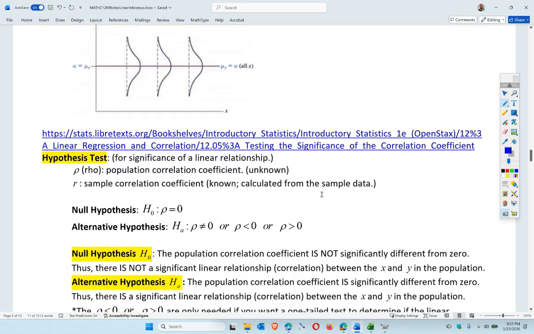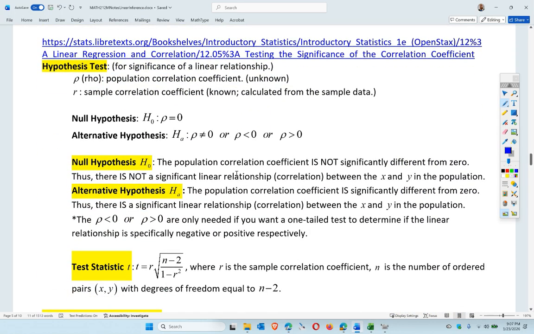Okay, so the hypothesis test we're going to use. We're talking about the population rho, which looks like a p, but it's rho, the Greek letter. Because we use r, which is the correlation coefficient for the sample, right? So rho is unknown, otherwise r is known, because we got that from the sample. So basically, you assume that rho is 0, which means there's no relationship whatsoever. Otherwise, you assume that it's not 0, thus there is a relationship.